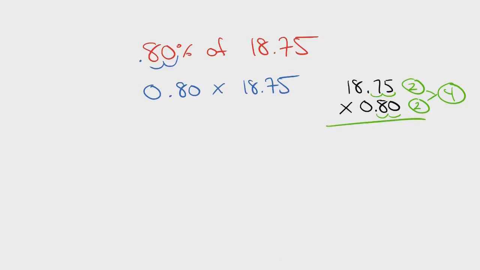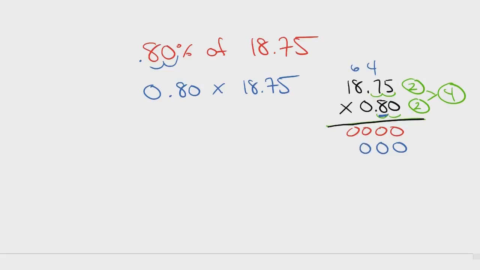I am going to multiply. Well, 0 times everything is 0. Then we are starting over at the tens place, the 8, so we need to add a placeholder right here. 8 times 5 is 40. Add a 0, carry the 4. 8 times 7 is 56 plus 4 makes 60. Carry the 6. 8 times 8 is 64 plus 6 is 70, carry the 7. And 8 times 1 is 8, plus 7 is 15.